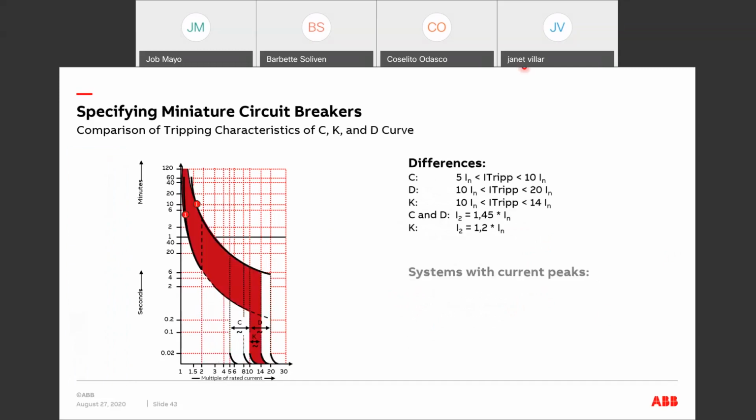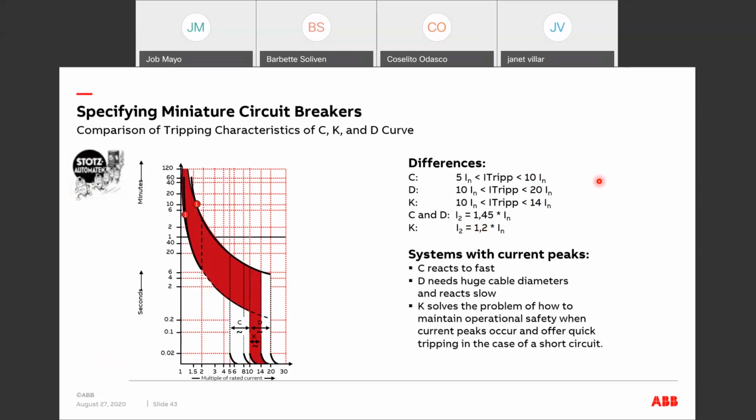On the other hand, for K curve, as you can see here, for C curve it's in between 5 to 10. For D curve it's 10 to 20. For K curve it's tested at 10 to 14 times the nominal rated current. So basically, this is used for operational safety when current peaks occur and offer quick tripping in the case of short circuit. So these are usually used for high transient application, but with the same short circuit protection as the D curve.